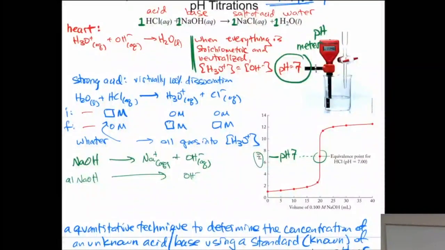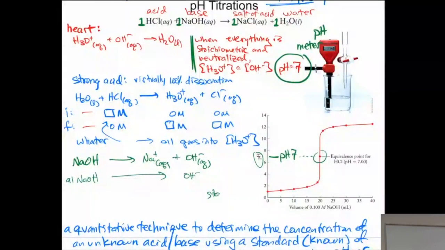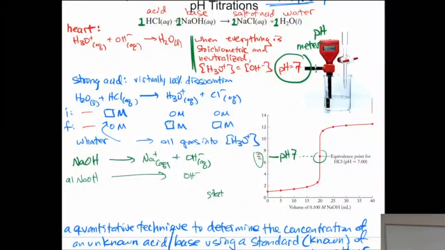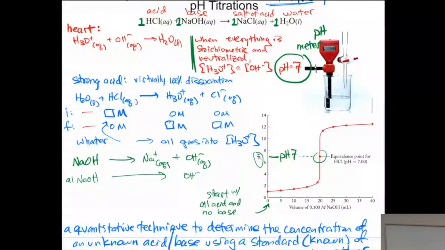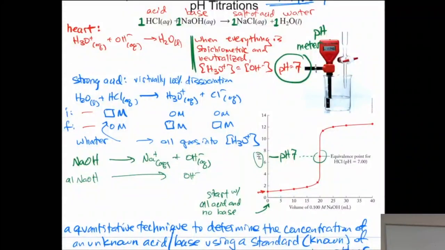So you start with all acid and no base. The volume of base that you've added here is 0. So this is all acid. At the very beginning, all you have there is acid, so you would expect an acidic pH. There it is. It's about 1, let's say.